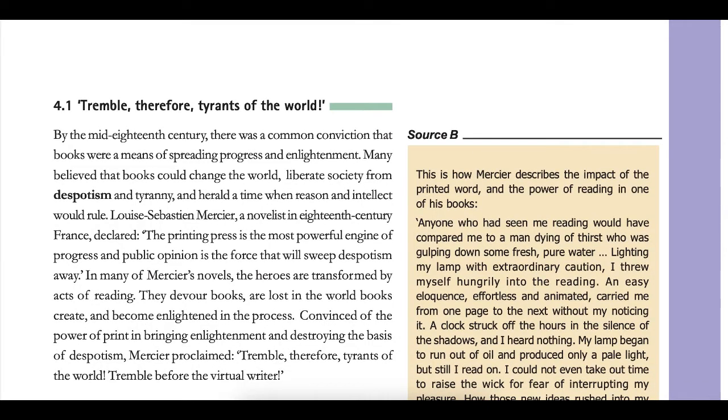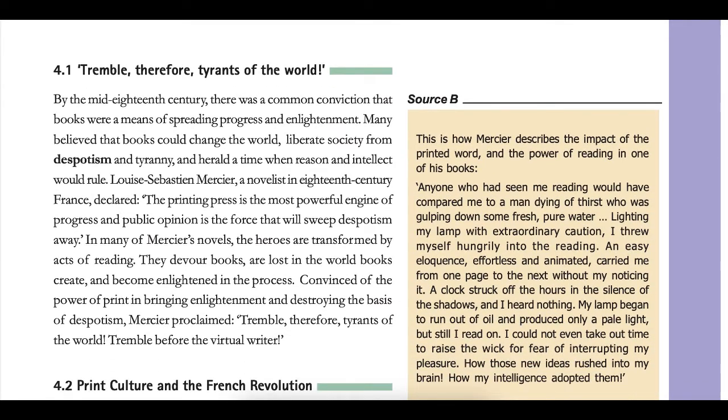Tremble, therefore, tyrants of the world. By the mid 18th century, there was a common conviction that books were a means of spreading progress and enlightenment. Many believed that books could change the world, liberate society from despotism and tyranny, and herald a time when reason and intellect would rule.